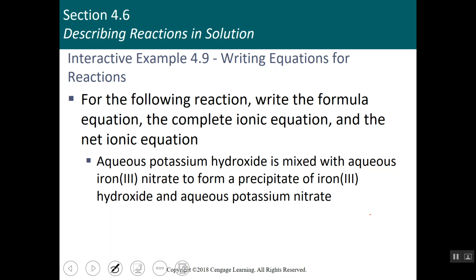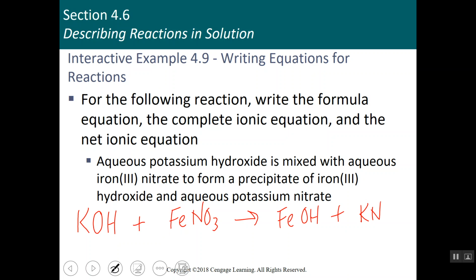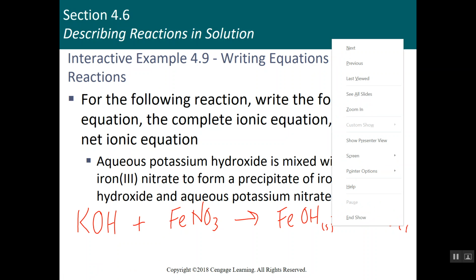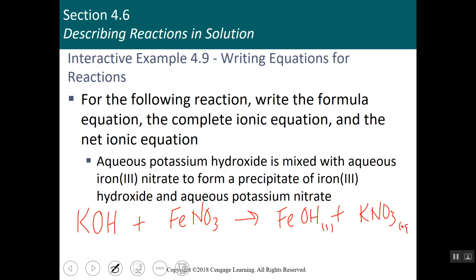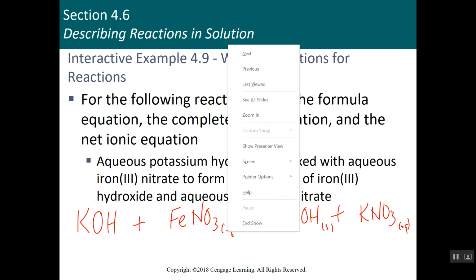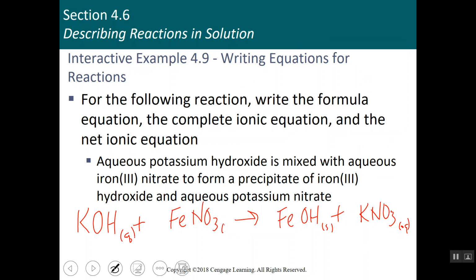Aqueous potassium hydroxide, so potassium symbol is K, hydroxide is OH, is mixed with aqueous iron 3 nitrate, so I'm just going to write iron and nitrate, to form a precipitate of iron 3 hydroxide, plus aqueous potassium nitrate. So this is a precipitate, so that's a solid. This one said AQ, and this one said AQ. So that means they're going to fall apart.